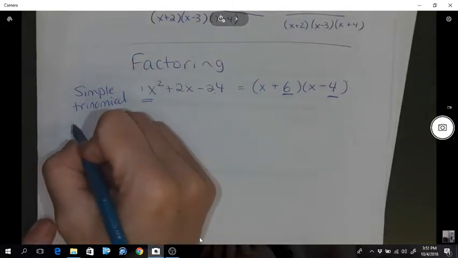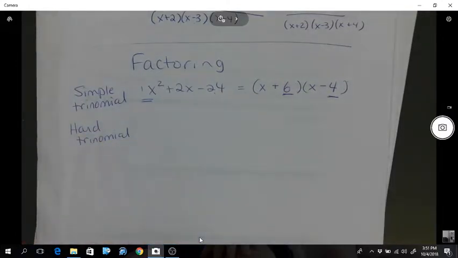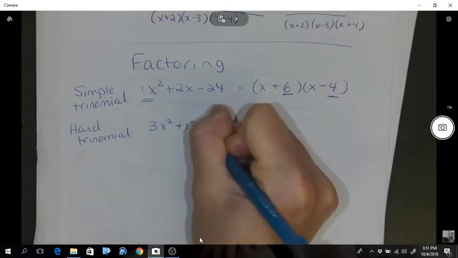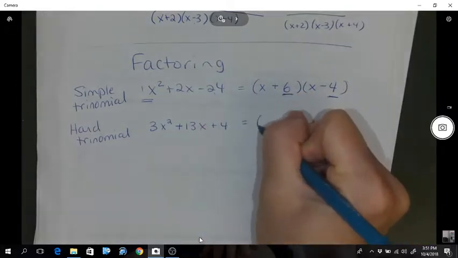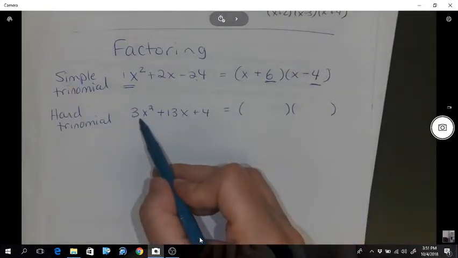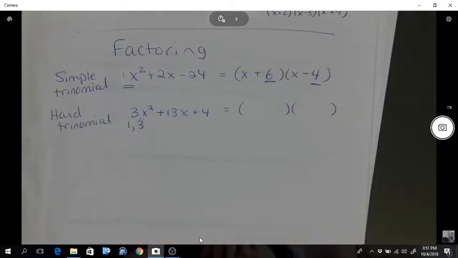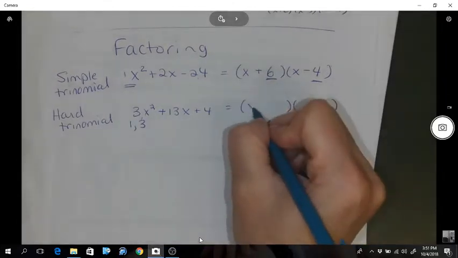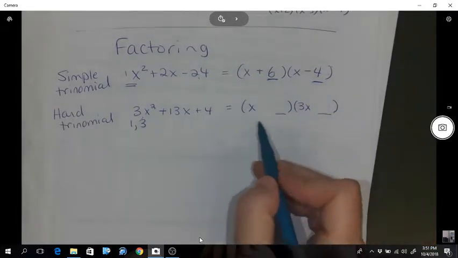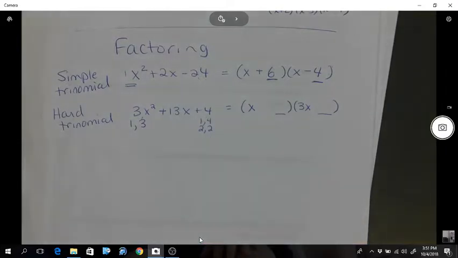Okay, I'm going to do some hard trinomials. I'm not going to do significantly hard ones, so I'm going to give you some that can possibly be done with a little bit of guessing and checking. In other words, not too many combinations. So for instance, this 3x squared, there's only one factor set that will get you 3, right? 1 times 3. So I'm going to go with a 1x and a 3x. Now in this last spot, you need a 4, so there's only 2 combinations. Okay?